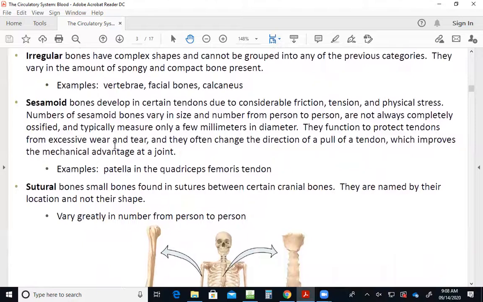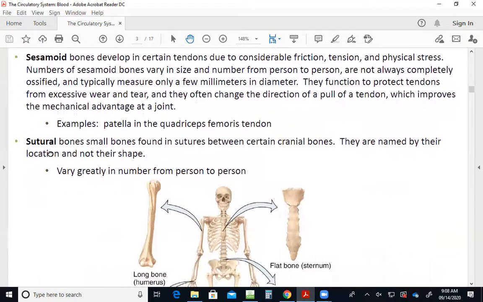And then irregular bones have complex shapes, cannot be grouped into any of the previous categories. Vary in the amount of spongy and compact bone present, include your vertebrae, facial bones. Anybody know what your calcaneus is? It's your heel bone.